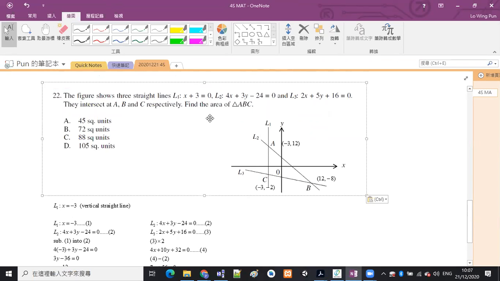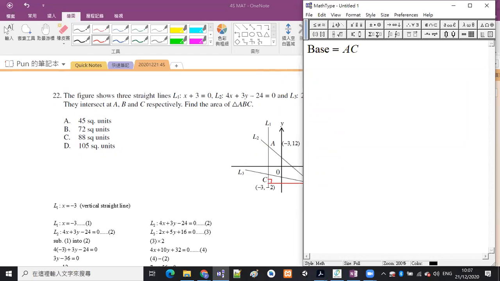Okay, so we are going to find the area of triangle ABC. And then we need the base and height. I'm going to use AC as the base, and this line from B drawn perpendicular to AC as the height. That is the height.